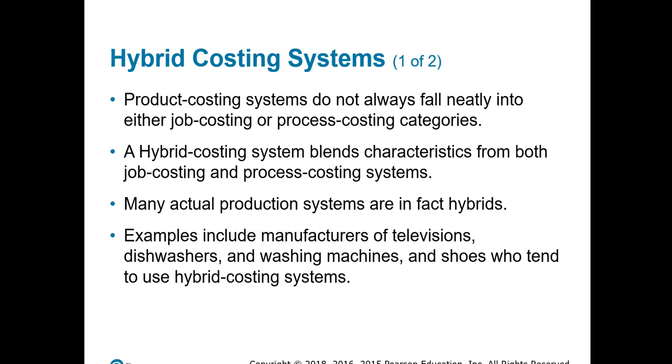Why? Because not every TV is identical. We don't sell just one model of TV if we're a TV manufacturer, but we might sell different models, different sizes, different features on them. Now we're making them and we're mass producing each model, but we have multiple models that we need to produce. So in that case, because there's different demand of resources, we might actually want to use a hybrid costing system there.